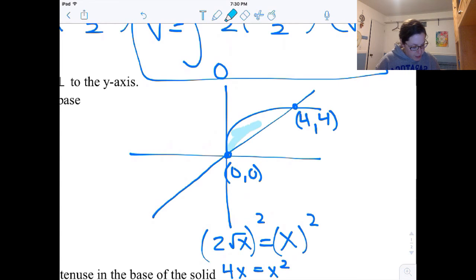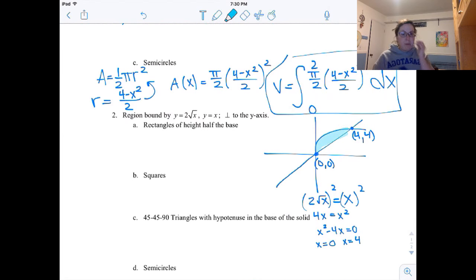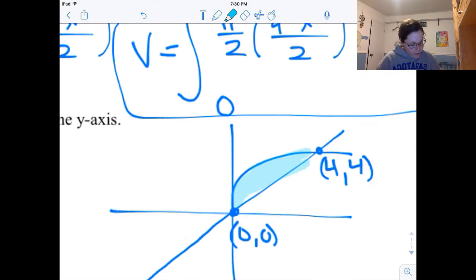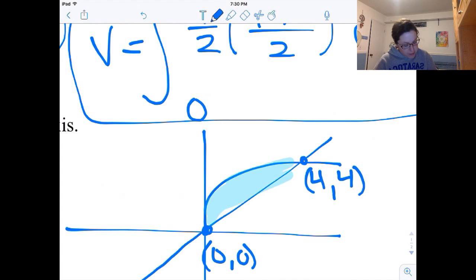So this is the region I'm building on now. Okay, that's the region I'm building on. So let's see what kind of shapes we're building from here. And one thing I would also encourage you guys to do is label these. So this is 2 radical x, and this is y equals x.